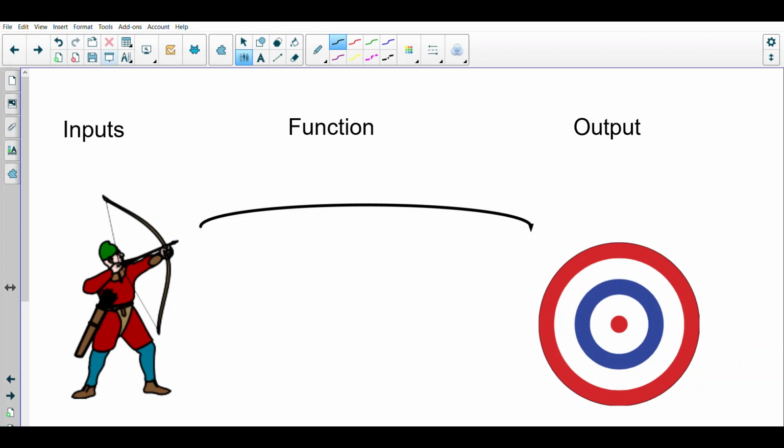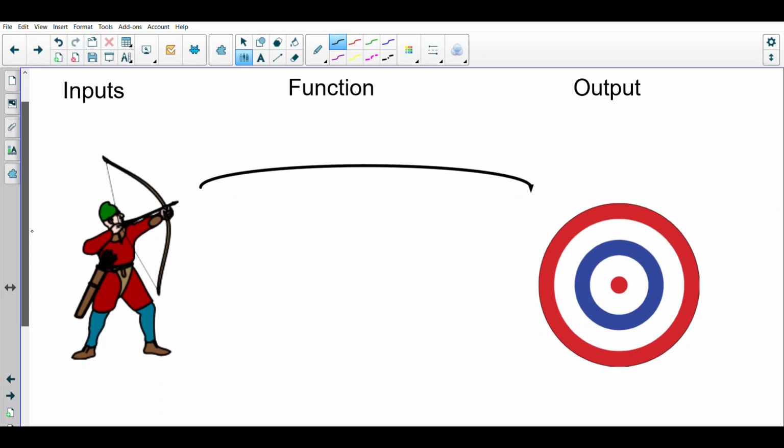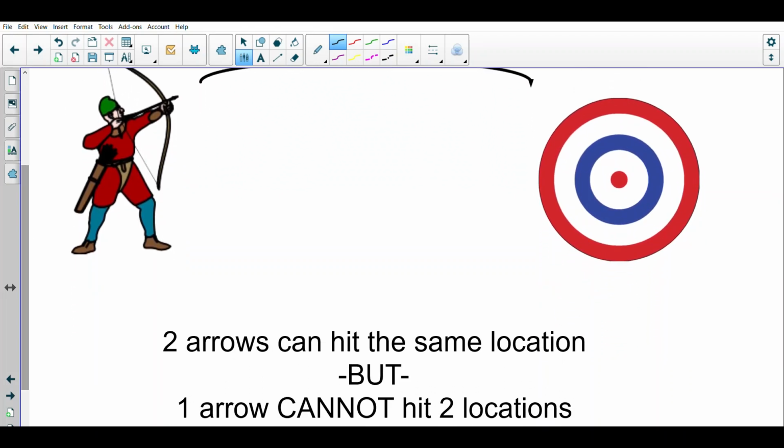So a function will only allow an input to go to one exact spot. Just like an arrow. And now, keep in mind, two arrows can hit the same spot, but one arrow cannot hit two spots. All right? So that's how I like people to remember how a function works.